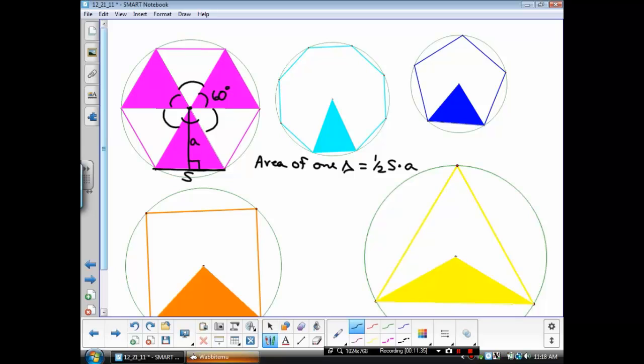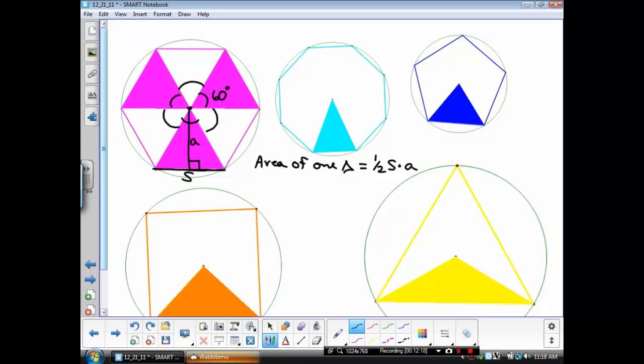Yeah, but the area of the triangle is 1/2 of its base times its height. Right? Now, the base of this triangle is the side length of the hexagon, which we call S. The height of the triangle is this distance, which is called the apothem, from the center perpendicular to that base. So the area of one triangle is 1/2 S times A. Now, how many triangles are there? 6 we decided, which is the number of sides here.